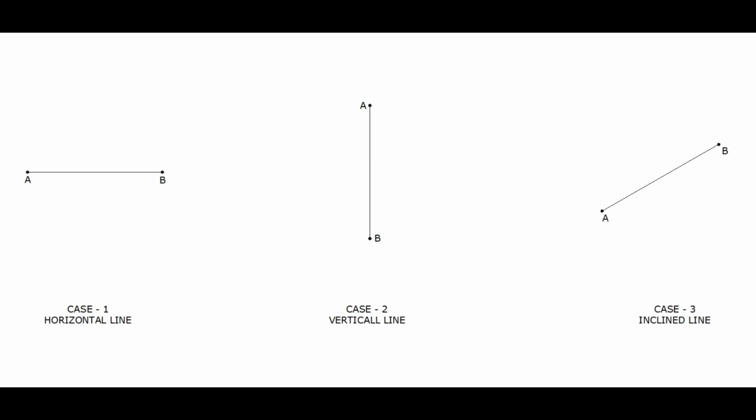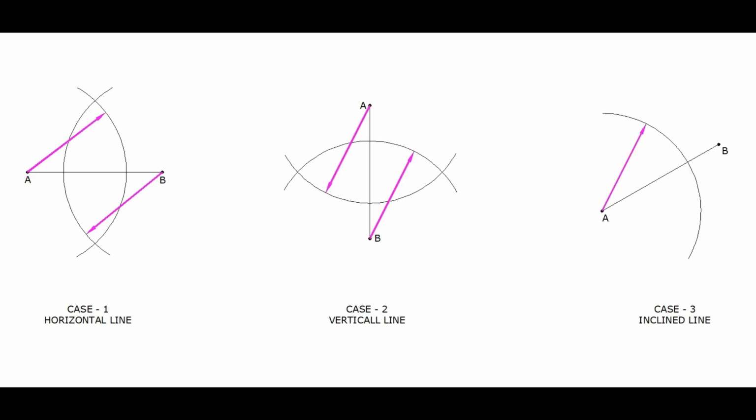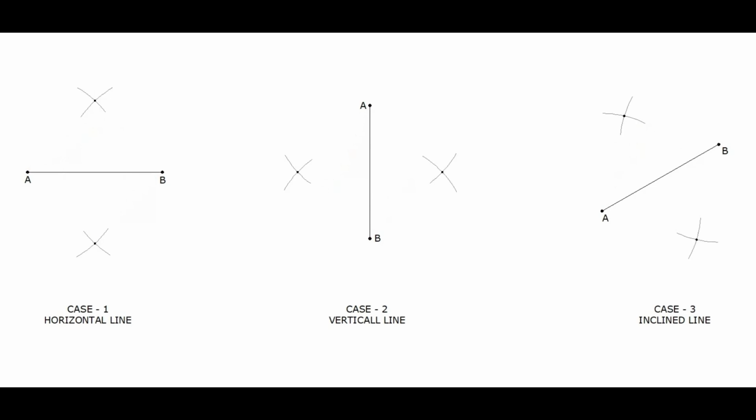Now with the help of a compass, taking approximately more than half of the length of the line as radius, cut arcs on both the sides of the line from both the ends A and B. These arcs will intersect. Join these two intersection points of arcs by a straight line.